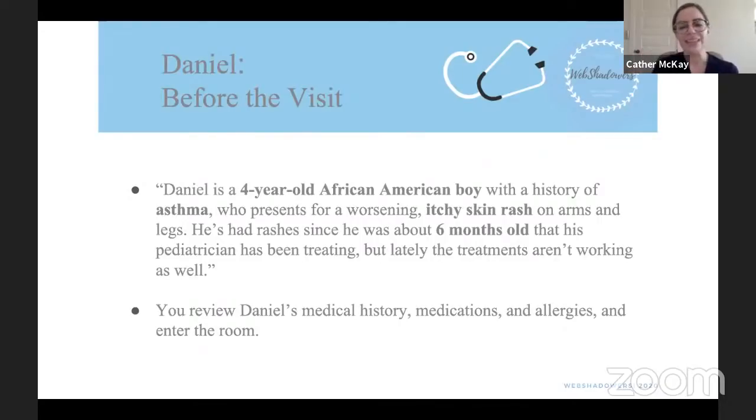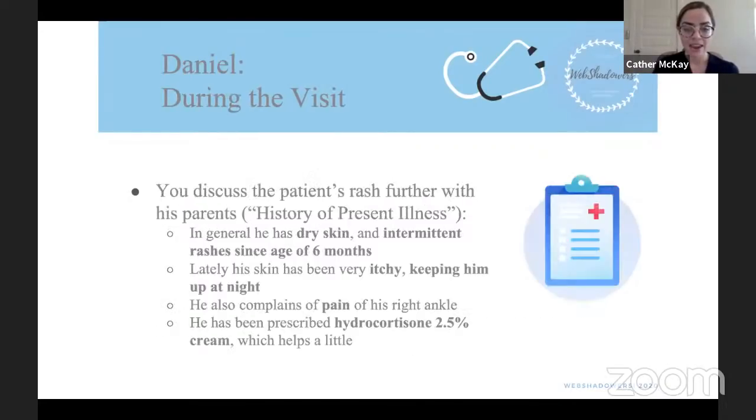But something's happening lately, and really the medicines that he's tried since he was 6 months old aren't working. So you look over his medical history, his meds, his allergies. That's usually all in the computer by the time you're ready to see the patient. And then you go in and, of course, with kids, you're mostly talking to the parents. They can tell you some stuff, but usually they're running around and not really paying attention. So you talk with the mom or dad.